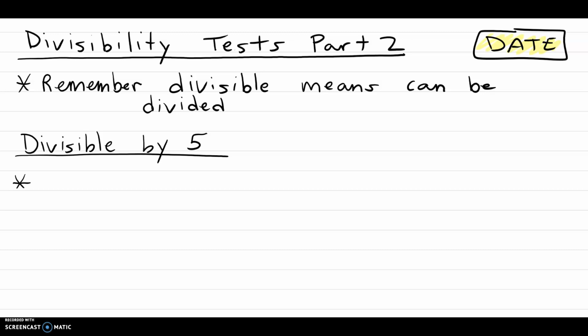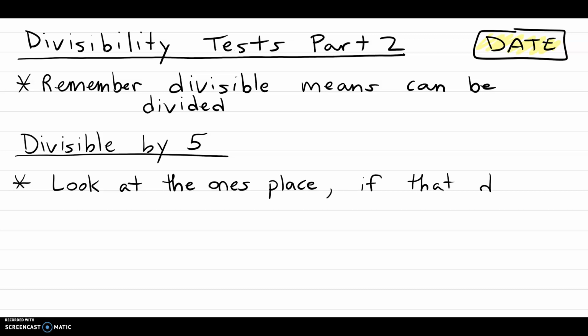For 5, when you're looking to see if a number is divisible by 5, look at the ones place again. So you look at the ones place in a number. If that digit is a 0 or a 5, you can divide by 5.